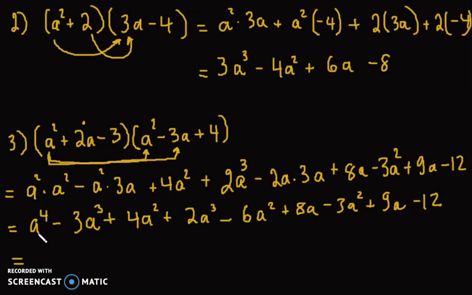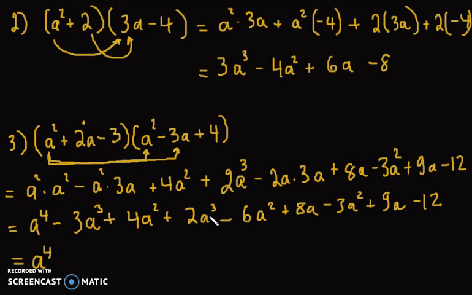Okay, and now we find the terms with the same degrees, and we do the operation together. So a to the fourth power is actually the highest degree here. The highest degree is 4, and we don't see any other terms that have the fourth degree. So a to the fourth, keep it. Okay. To the third power, so negative 3a cubed.